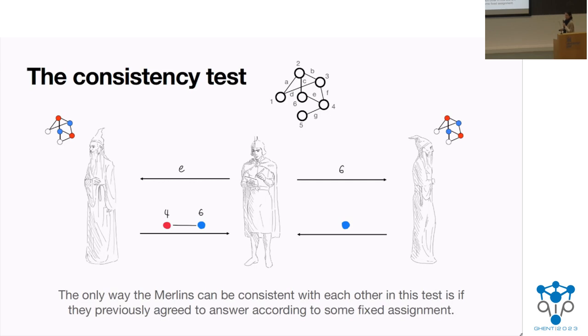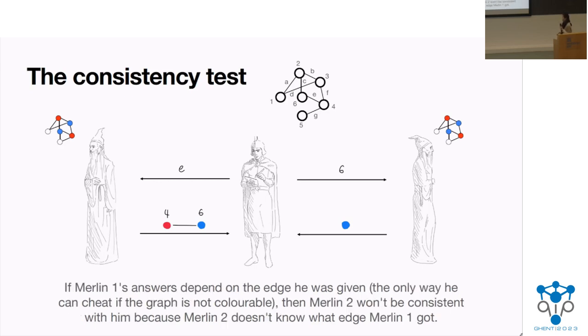So the only way the Merlins can be consistent with each other in this test is if they previously agreed before. Oh, I forgot to say, in this model, Merlin 1 and Merlin 2 are not allowed to communicate after they receive Arthur's questions. So the only way they can be consistent is if they previously agreed to answer according to some fixed assignment. That's because if Merlin 1's answers depend on the edge that he was given, which is the only way he can cheat if the graph is not actually colorable, then Merlin 2 won't be consistent with him because Merlin 2 can't communicate with Merlin 1 after he receives the questions, and so he doesn't know what challenge Merlin 1 got.